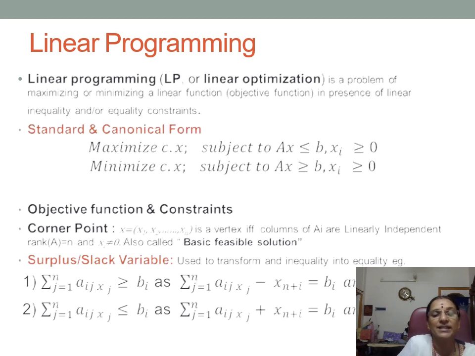Next, objective function constraints. Constraints are either greater than or equal to 0, less than or equal to 0, or equal to 0. If the given equation is greater than or equal to 0, we can change it to equal to 0 by using surplus variables, minus x and y in this. In the same way, a less than or equal to 0 inequality, we change into an equation by using slack variables. Whenever we add the variable, it is called a slack variable. When we subtract the variable, it is called the surplus variable.